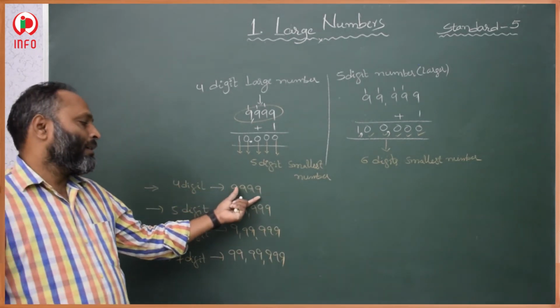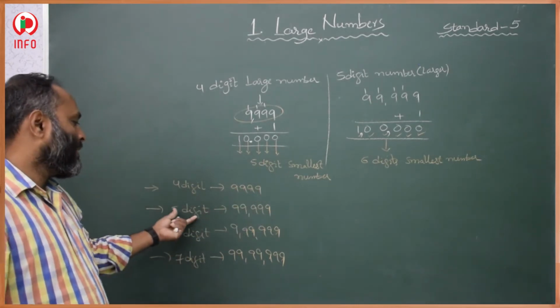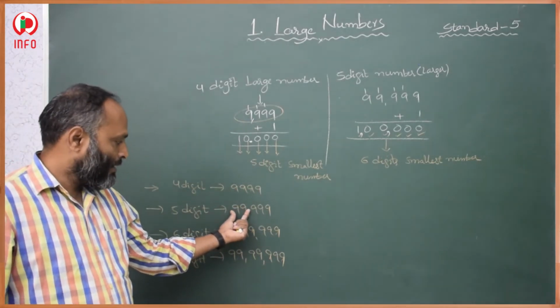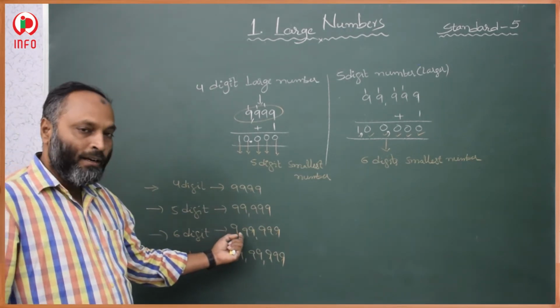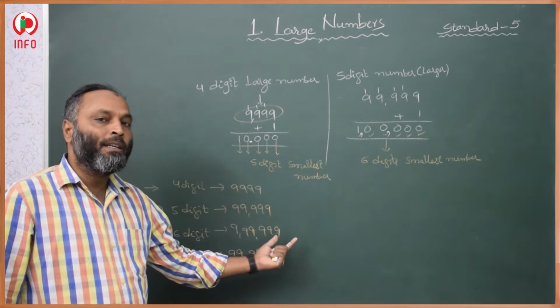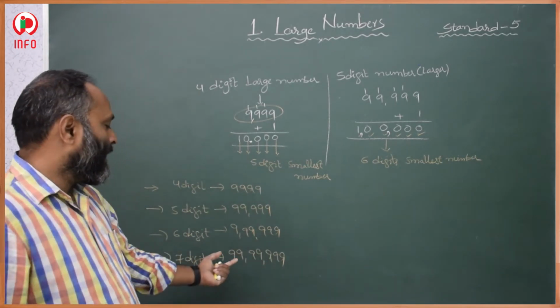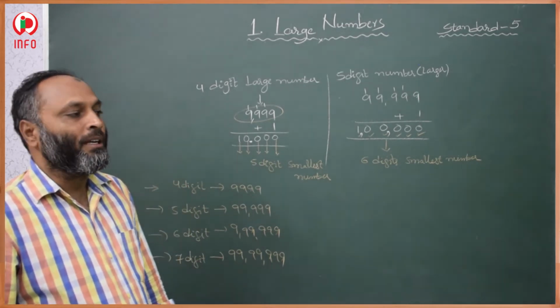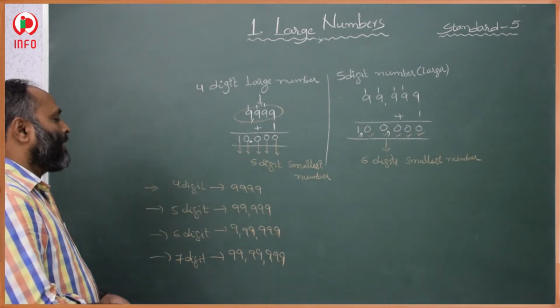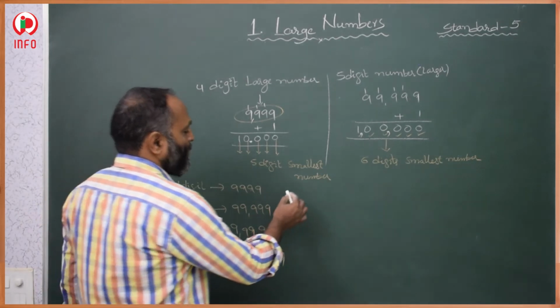So these are the greatest numbers: the 4-digit greatest number 9,999, the 5-digit greatest number 99,999, the 6-digit greatest number 9,99,999, then the 7-digit greatest number 99,99,999. These are the greatest numbers, and here are the smallest numbers.